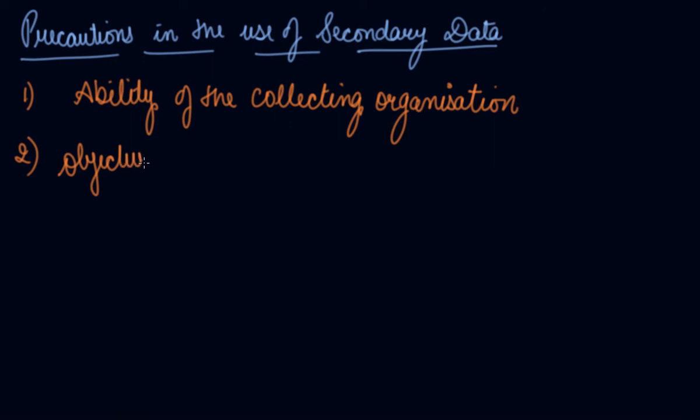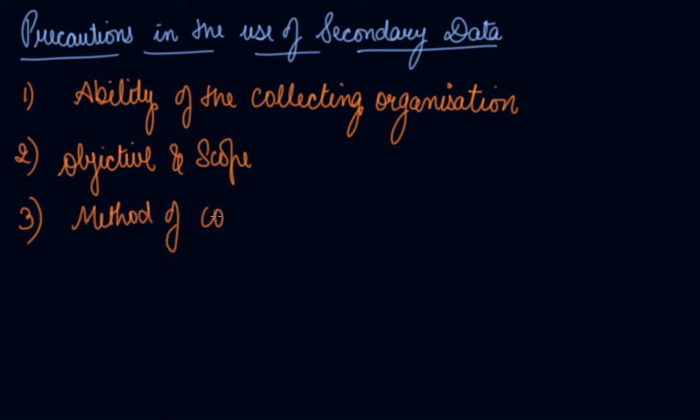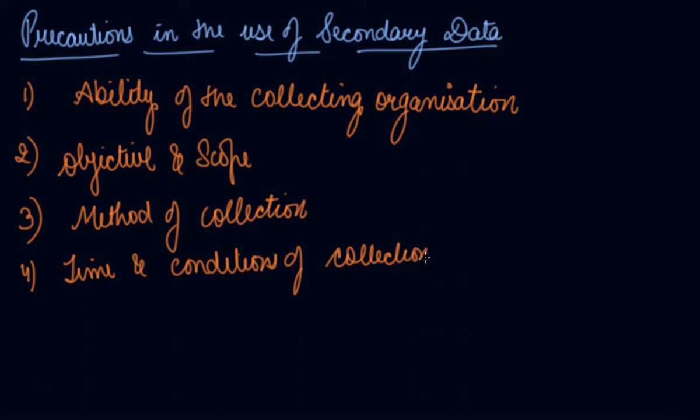Objective and scope. Like what is the objective due to which the data is collected, what is the scope of data, what they have covered while calculating the data. This is very important again, taking the secondary data. The method of collection, what are the methods the institution have used in order to collect the data should be noted. Time and conditions of collection. So we should also make surety of the time of investigation as well as the conditions of investigations. So data collected during war times may not be suitable to generalize certain facts.